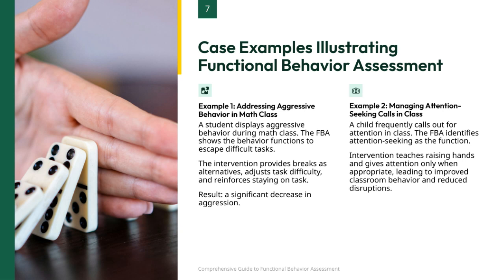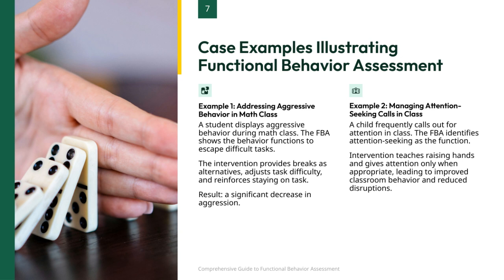Here we have two case examples that really highlight how functional behavior assessment can guide effective interventions. In the first example, a student was showing aggressive behavior during math class. The FBA revealed that the aggression was a way for the student to escape difficult tasks. So, the intervention focused on giving the student breaks as an alternative, adjusting the difficulty of the tasks, and providing reinforcement when the student stayed on task. This approach led to a significant decrease in aggressive behavior.